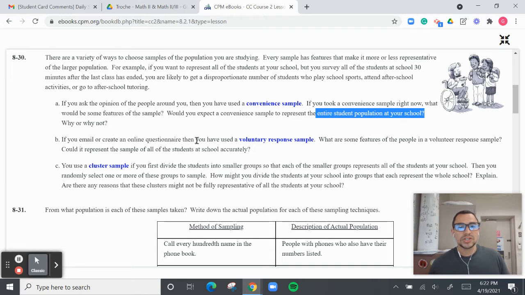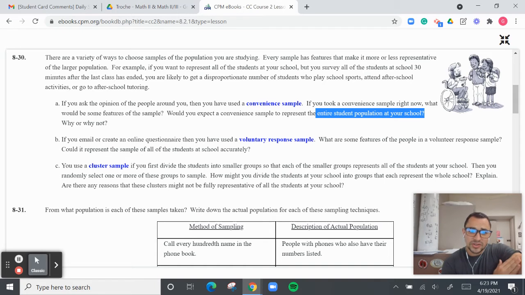If you email or create an online questionnaire, then you have a voluntary response sample. What are some features of people in a voluntary response sample? You're going to get people behind a computer screen, or behind a cell phone, or however they're going to respond. Some people choose to respond, some people don't. When you get voluntary response samples, you're probably going to have a low number of people responding, because it's most likely optional and they have better uses of their time, or maybe it's not very fun for them if there's no reward for it. That's something you probably want to think about.